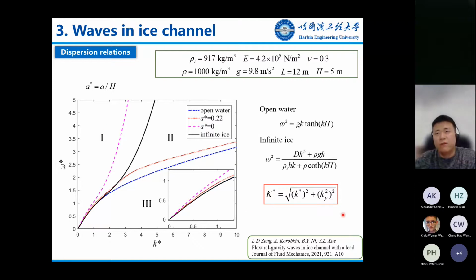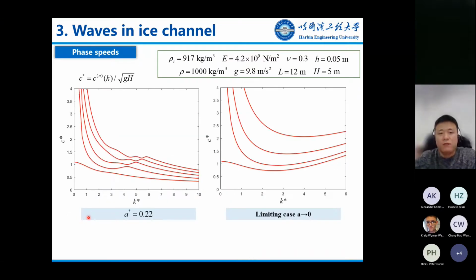In region 1, the wave number ky is a real number, so it means the waves can propagate across the channel. The waves can propagate deeply into the ice, and in region 2, ky is an imaginary number, so the waves cannot propagate deeply into the ice.